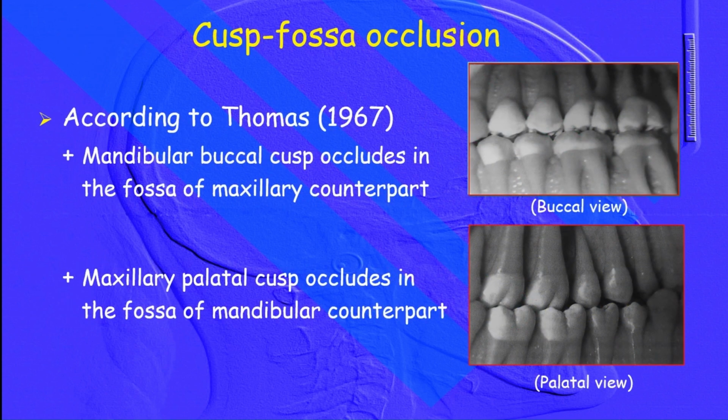In cusp fossa occlusion, as shown in the figures, the palatal cusps of maxillary posterior teeth occlude with the fossa of the mandibular counterpart, and buccal cusps of mandibular posterior teeth occlude with the fossa of the maxillary counterpart. This type of occlusion is particularly advocated by restorative dentists to allow each centric cusp to be surrounded by 3 opposing triangular ridges, thus offering tripodization to stabilize and hold centric.